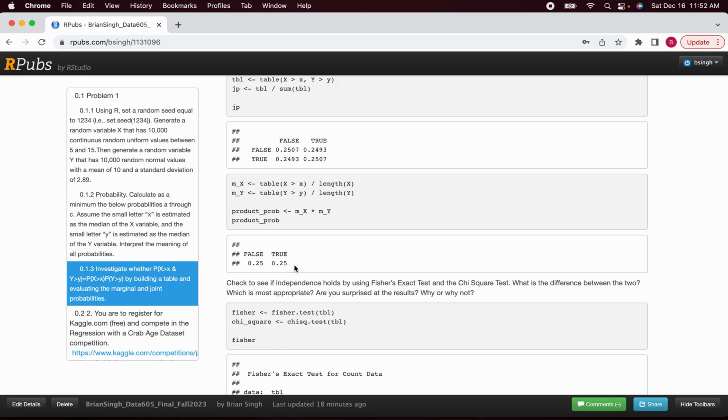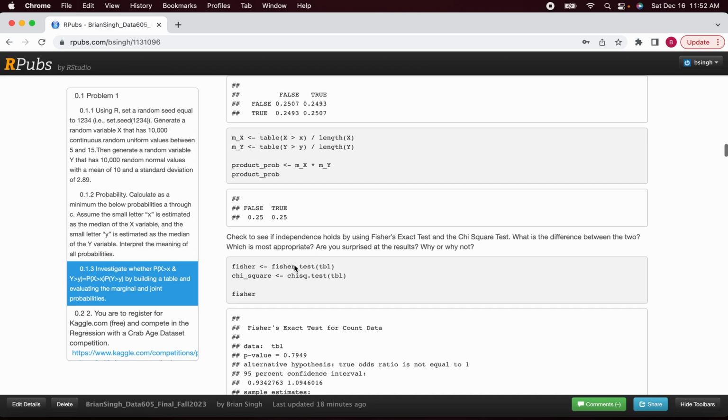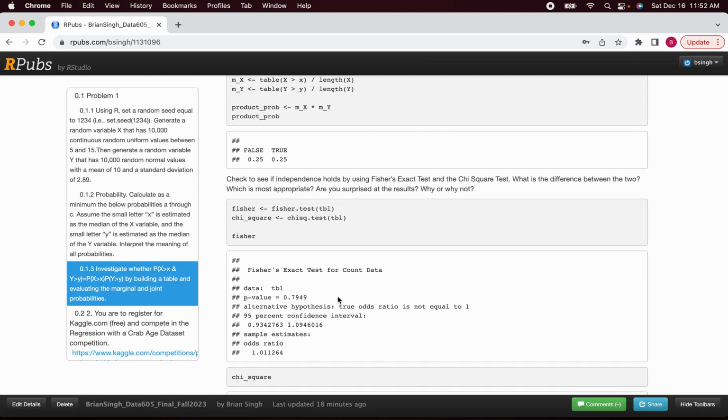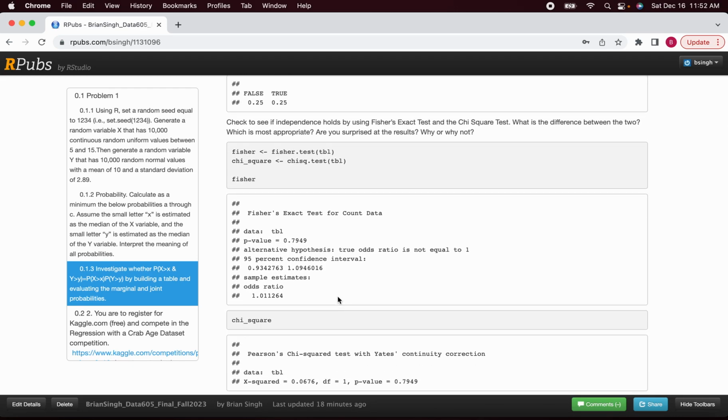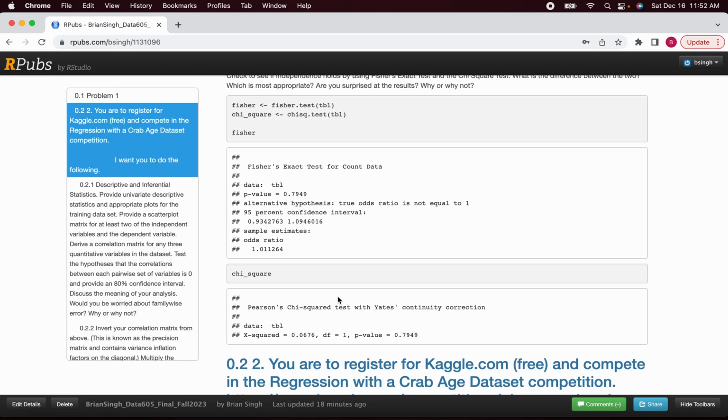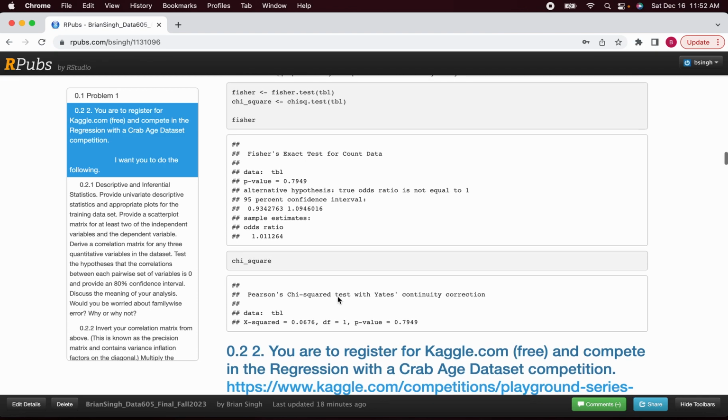It then asks us to see if independence holds using Fisher's exact and the chi-square test, the difference between the two, and which is most appropriate. Both are essentially a goodness of fit test. The chi-square is usually used for larger samples, and Fisher's is better for smaller samples, though they work in a similar fashion. They compare the observed values and expected values if the variables are independent. And the bigger the difference, the more likely what we observed is not due to chance.